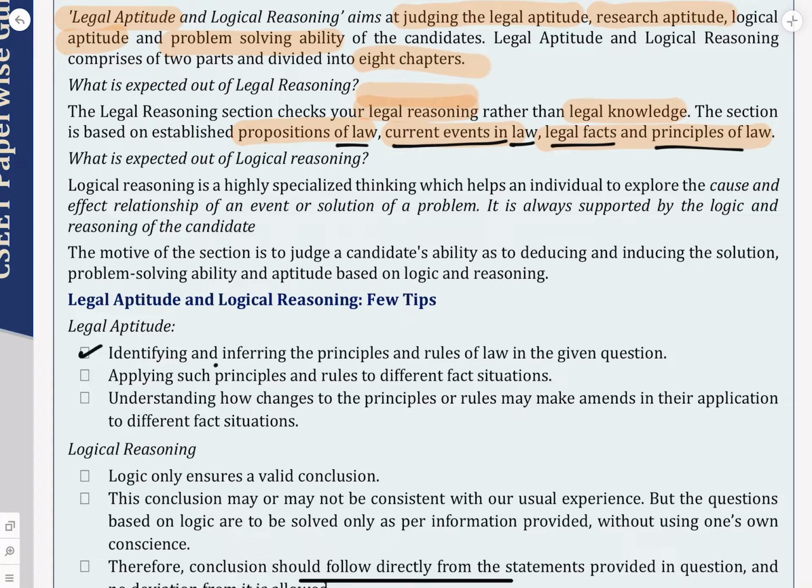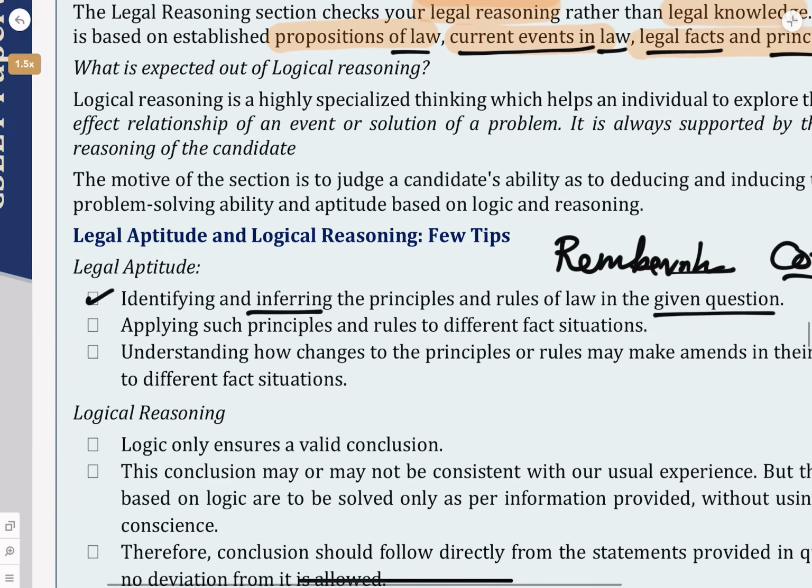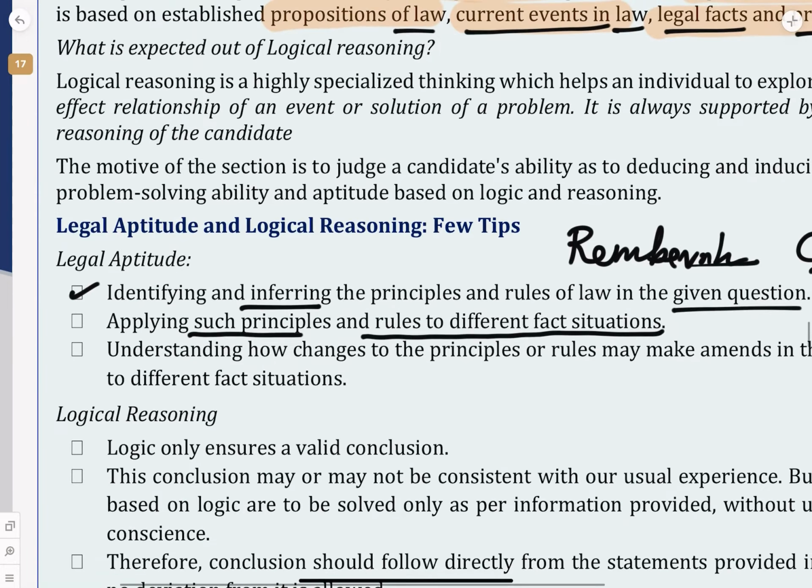First, identifying and inferring the principles and rules of law in the given question. Any question which comes, try to remember what concept of law, what principle of law they are testing. Then applying such principles and rules to different fact situations. Many students ask me, sir, we never understand this, please tell me. I always tell them, if you know the concept, you can apply it to any situation.